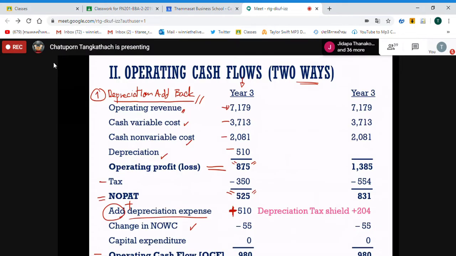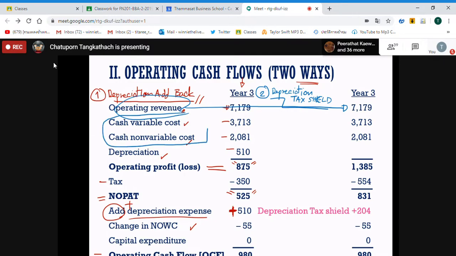Now, another method that you may use to calculate operating cash flow is the second method called the depreciation tax shield method. What does the depreciation tax shield method look like? You just calculate like before, but we concentrate on cash only. So we put operating revenue here. We put variable cost and non-variable cost here and here. And then we do not deduct depreciation. Notice this row: no depreciation. And then we calculate operating profit.